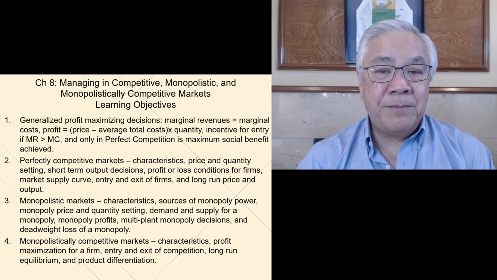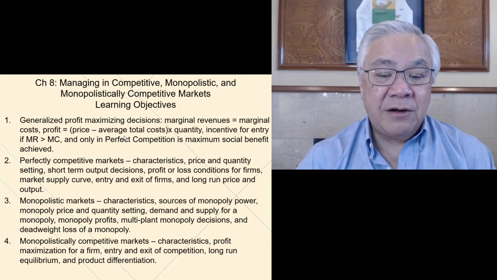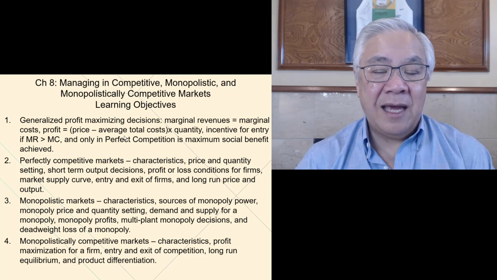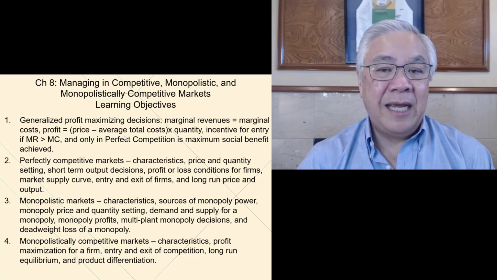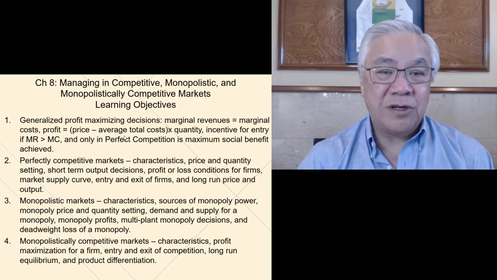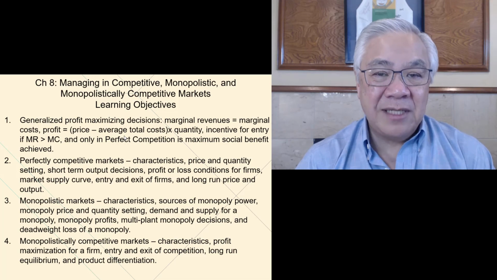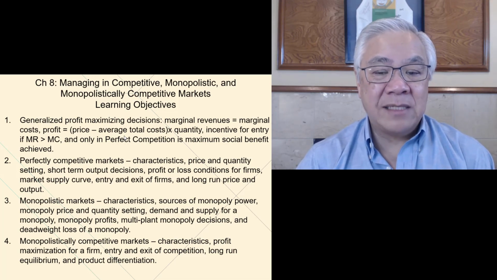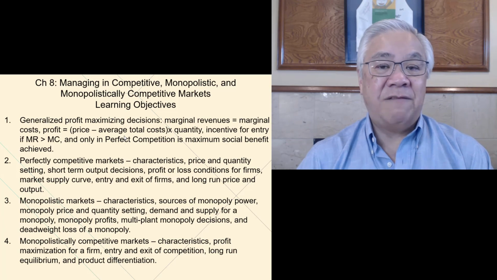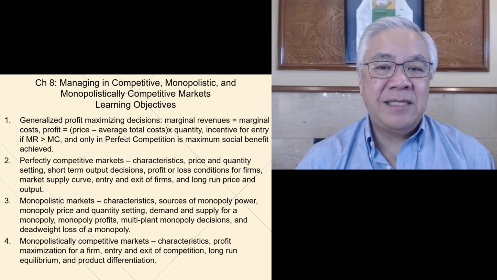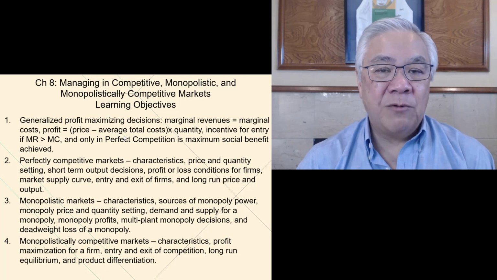In a perfectly competitive market, we saw the characteristics, how to make decisions on quantity and price, and how that would then lead to entry and exit of firms. Then we looked at monopolies. Same thing. What are their characteristics? Where do they get their power? And how do they set the quantity and then price to maximize their profits? We also looked at a variant, including multi-plant, and how and why they can maintain this over a long run.